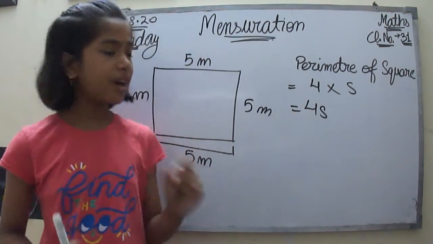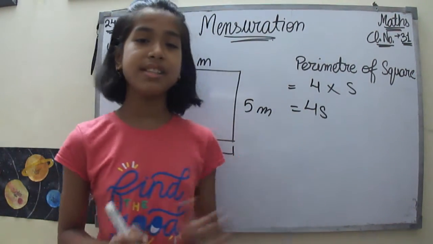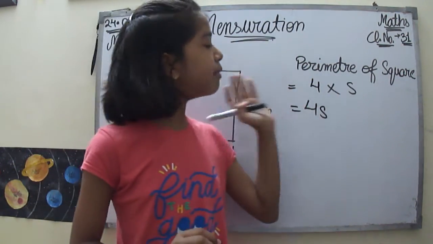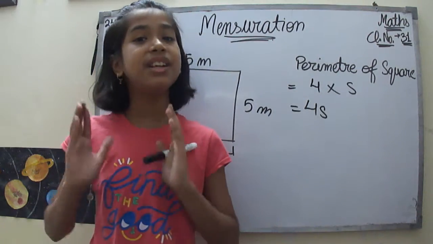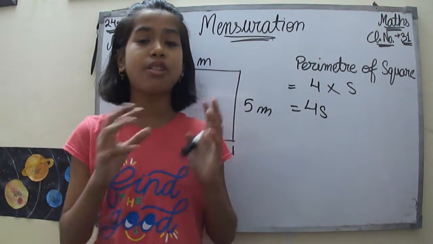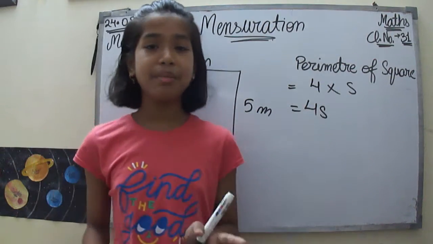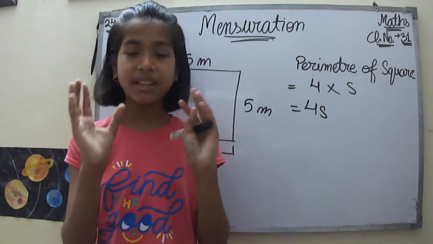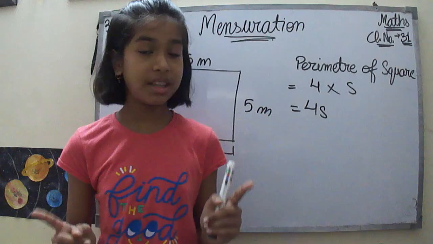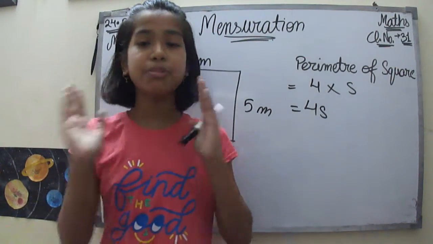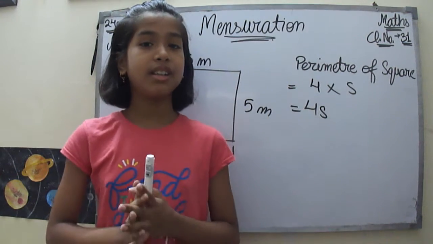Now why are we writing this 4s? That's because multiplication is taken as a default operation. So if we want to represent multiplication, we can simply write the two things, not two numbers, but a variable and a number together to represent that they are multiplied.